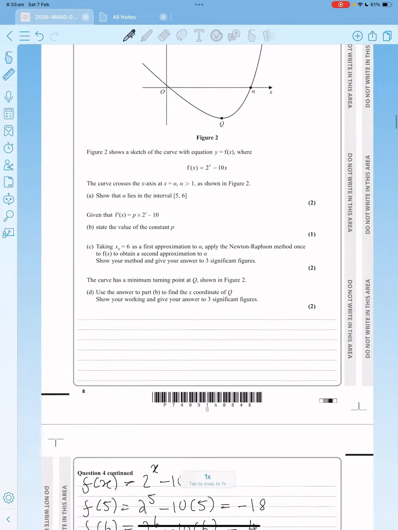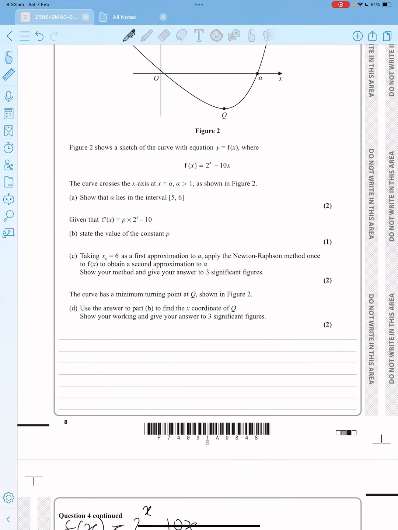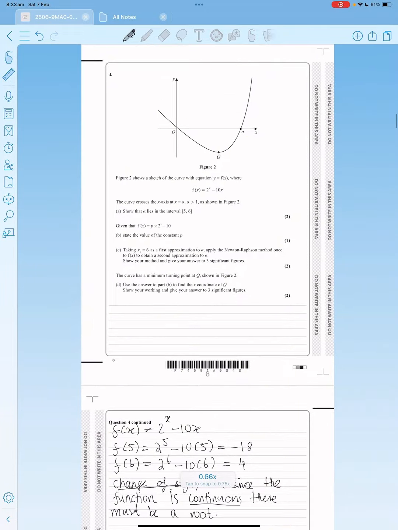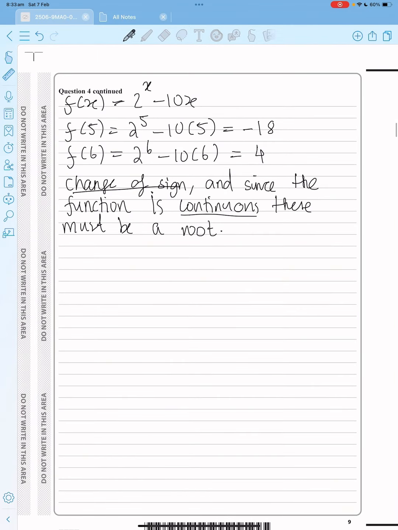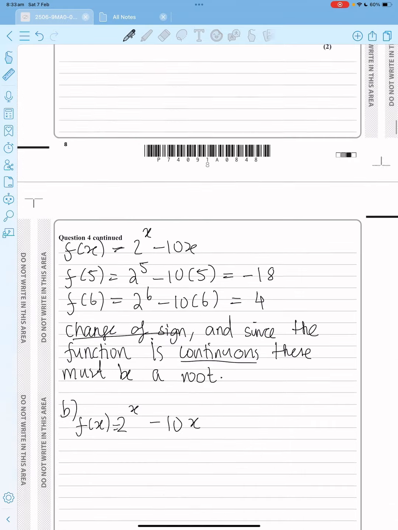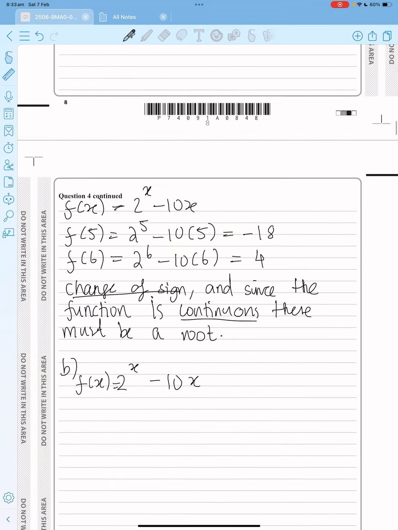Part B says, given that the first derivative of this function is equal to p times 2 to the x minus 10, you have to find the value of this constant p. Okay, so you should know by now. Let's take the function. This is 2 to the power of x minus 10x, which is equal to your f of x. And you just want to differentiate this, right? All it is asking you is to differentiate.